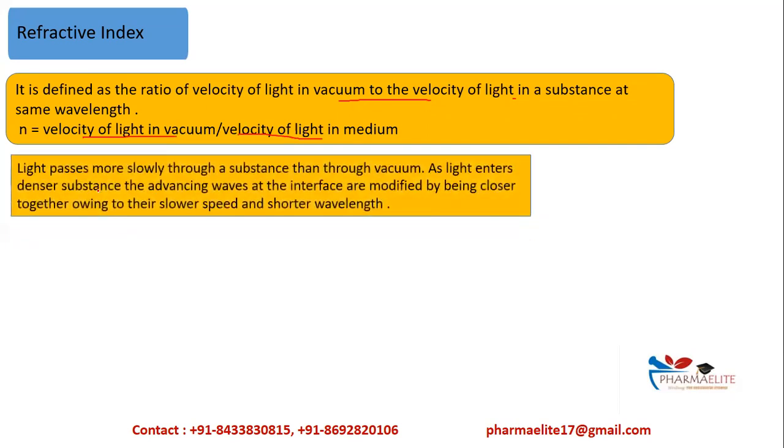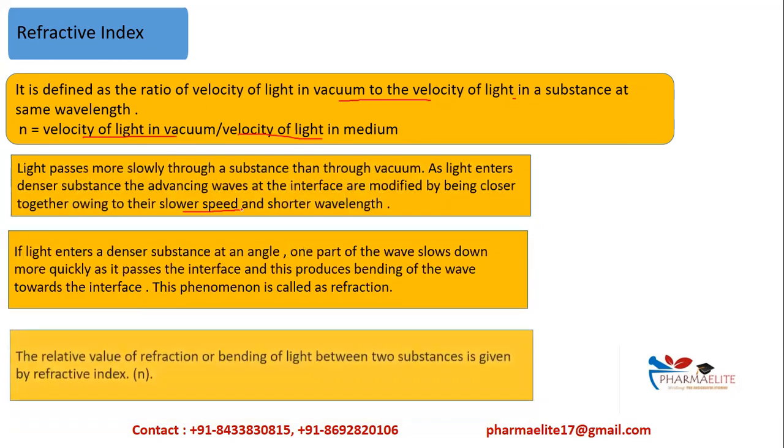Now what actually happens, or what do you mean by refraction? Light travels faster in vacuum and then it travels slowly as it enters into a particular substance, the advancing waves at the interface are modified by being closer together owing to their slower speed. अब इसका मतलब क्या है?